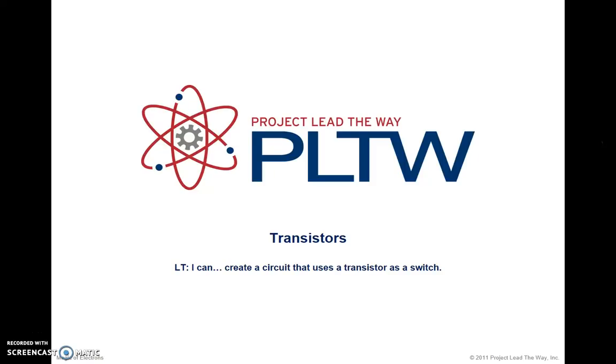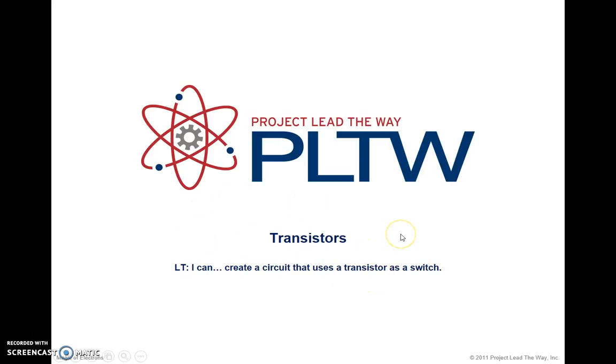Okay, today we're going to go over transistors. What I need you to do is have a pencil and a piece of paper out to take a couple notes. Our learning target today is: I can create a circuit that uses a transistor as a switch. You will know you've successfully completed this target if we are able to turn off a component like a motor, LED, or siren with a transistor, just like a switch would.